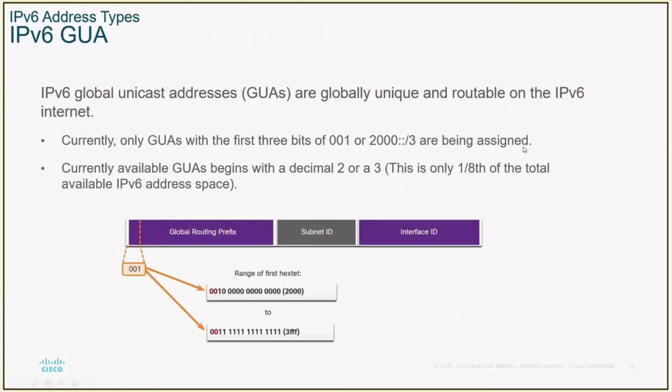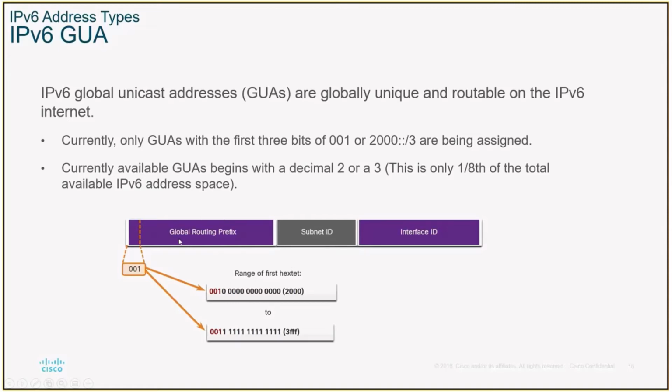Okay, now, when you have a global unicast address, there are actually 3 parts to it. Currently only GUAs with the first 3 bits of 001, or 2000, are being assigned. Currently available GUAs begin with a decimal 2 or a 3. This is only 1/8 of the total available IPv6 address space. Now, basically what happens is if you get any addressing from an ISP, you actually get a /48 from them. And that's what this global routing prefix is.